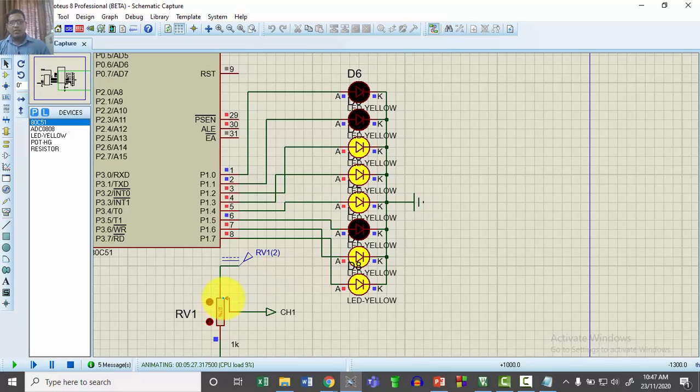Okay. So when I am randomly changing the position of the port, the voltage levels go on changing, and in response to that the digitally converted data bits also go on changing. So in this way, we can interface the 0808 with the 8051 microcontroller and simultaneously test it in this Proteus Simulation software.